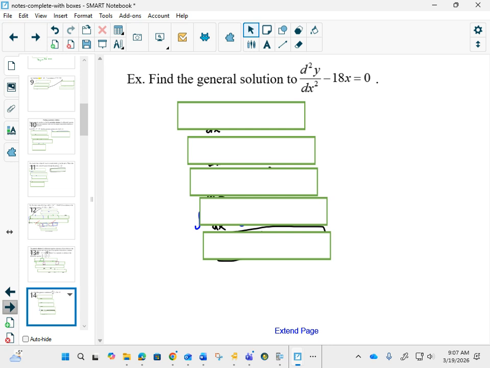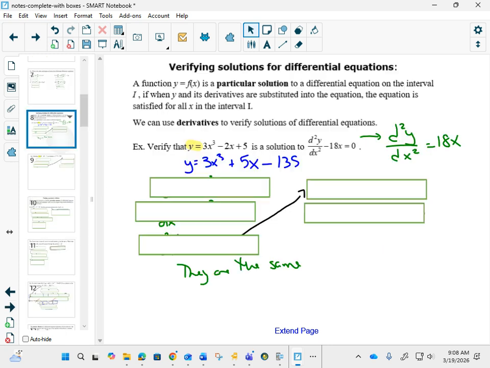This is the one we started with. We had this one and we verified a particular solution. But now the question is asking you to find the general solution. If we're asked to find a general solution, that means our answer is going to have C's and D's. Technically, if we look back at when we did this question, we already know the answer. I'm going to go back and see how I can use what we noticed before.